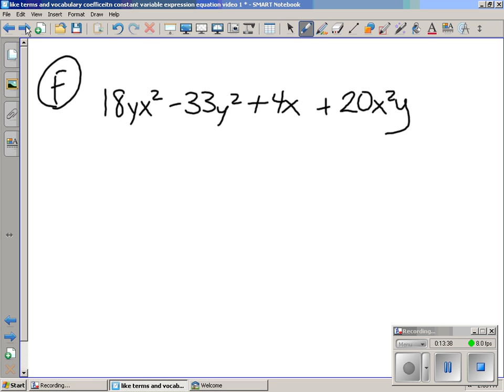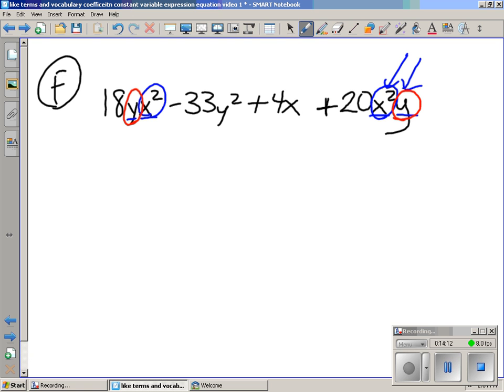Letter F. Once again, we have to look at this carefully. So we have a y and then an x squared. And we look over here and we have a y and an x squared. What I want you to notice here is that order does not matter. This is a power of 2 on the x. This has a power of 2 on the x. This also has a power of 2 on the x. There's a power of 1 on the y and there's a power of 1 on the y. So those are like terms.